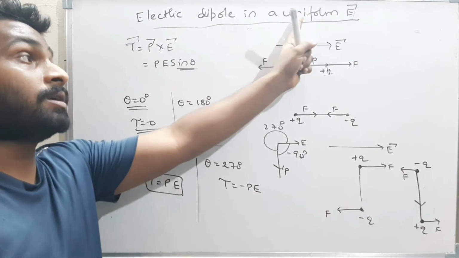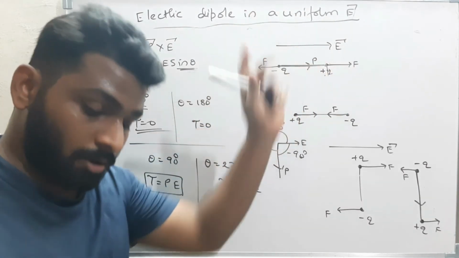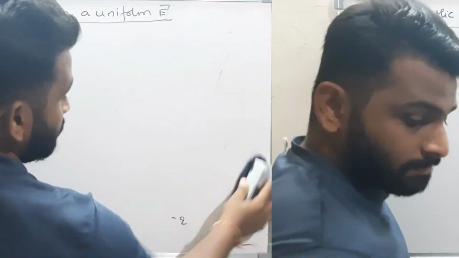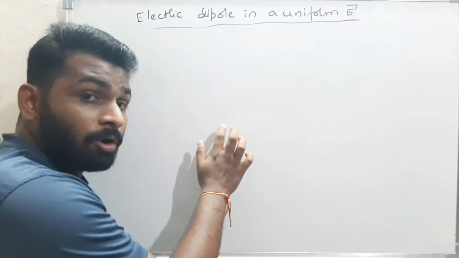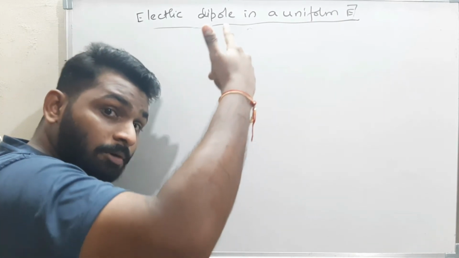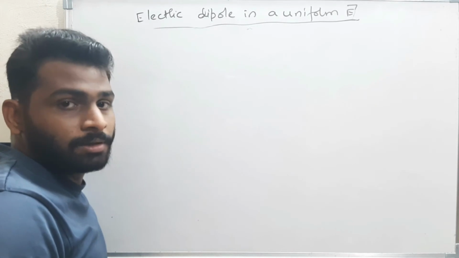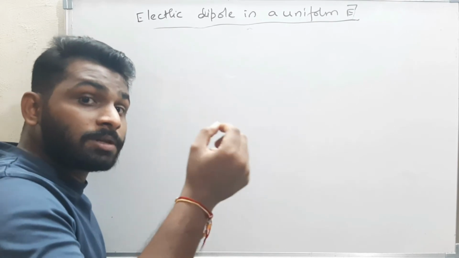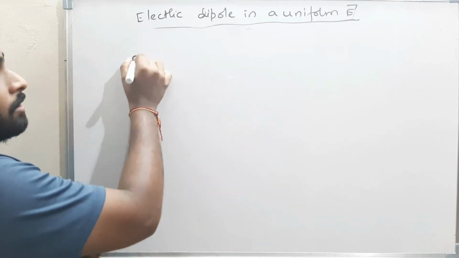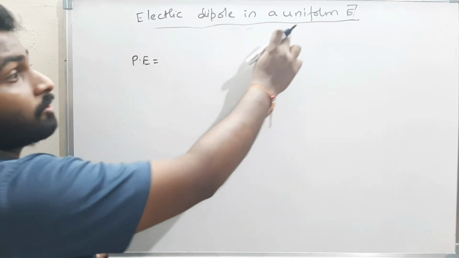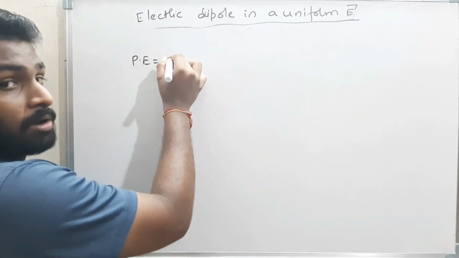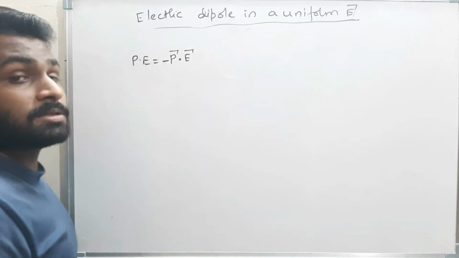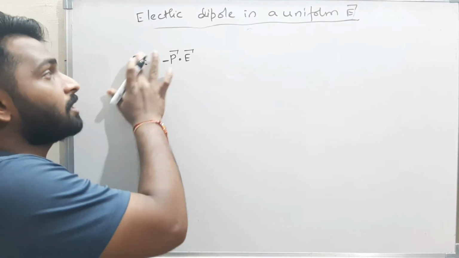That was the torque acting on a dipole in a uniform electric field. Okay, well and good. Now we will see the potential energy. Everything about torque and potential energy, we will study in detail in the potential chapter. Now we will study briefly the potential energy of the dipole present in a uniform electric field. Note this: the potential energy of the dipole present in a uniform electric field is given by the formula minus p bar dot E bar. This is the potential energy.